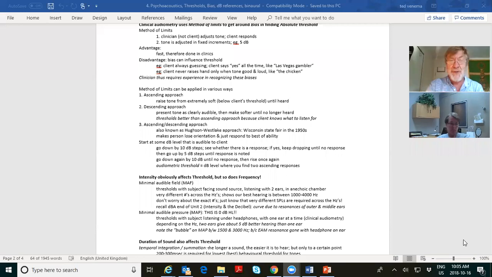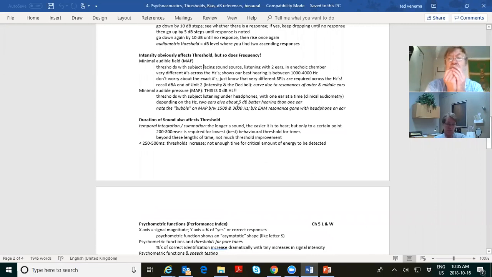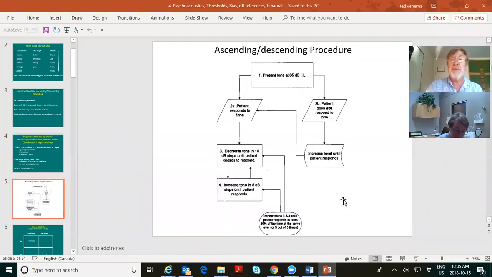Okay, now we can wend our way into a different patch. Let's go over to here. Intensity affects threshold, but so does frequency. Ooh, look at this guy here. Now, this is a trip. So let's look very carefully at minimal audible field and minimal audible pressure, once called MAF, and the other one's called MAP. In our PowerPoint slides, let's see where we get to that in our pictures here.